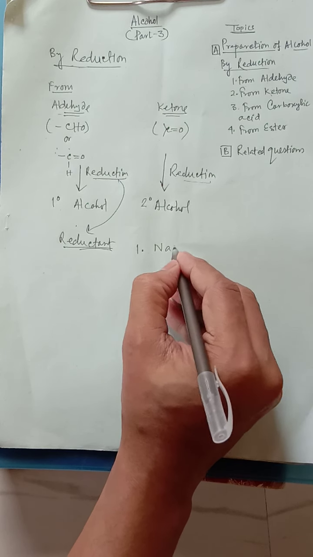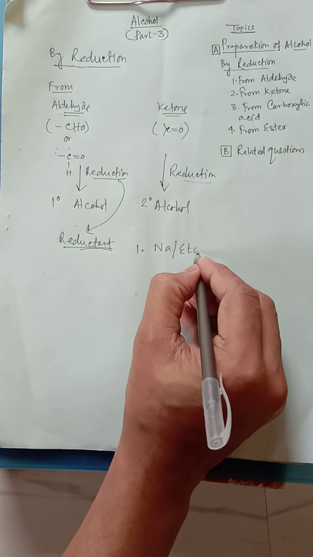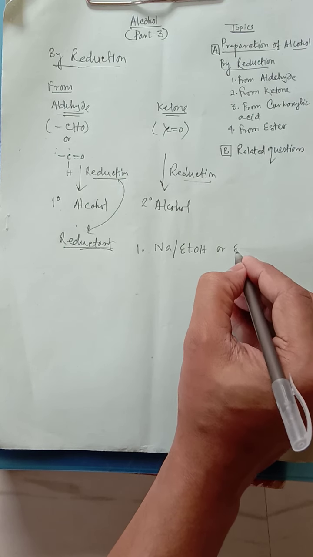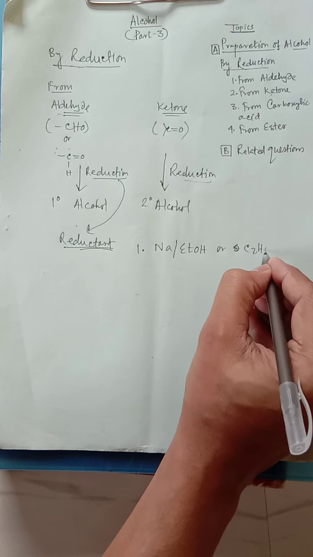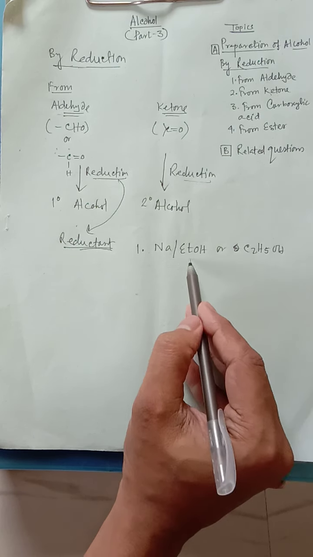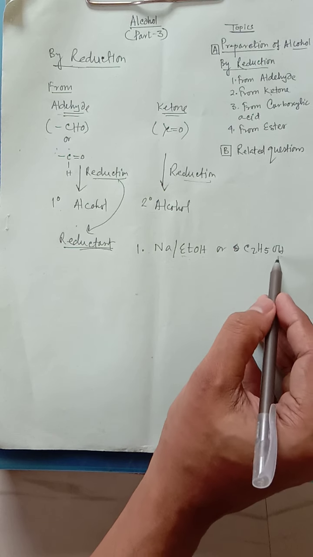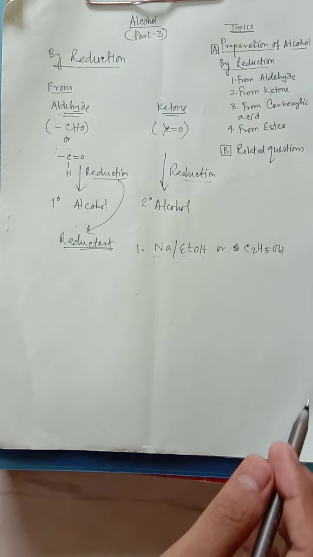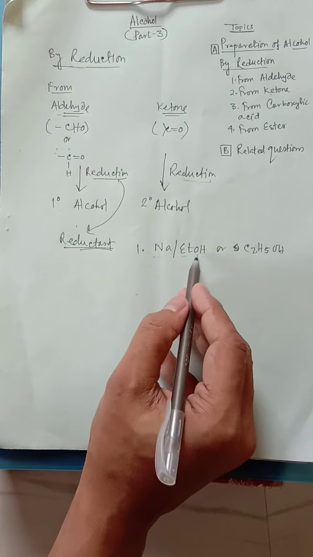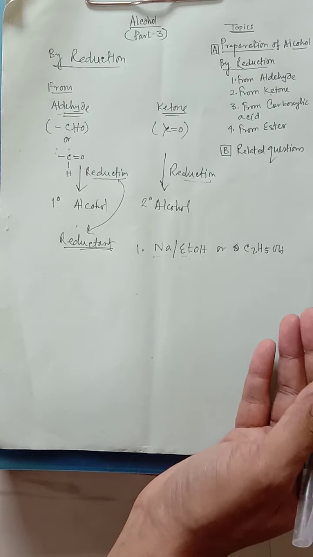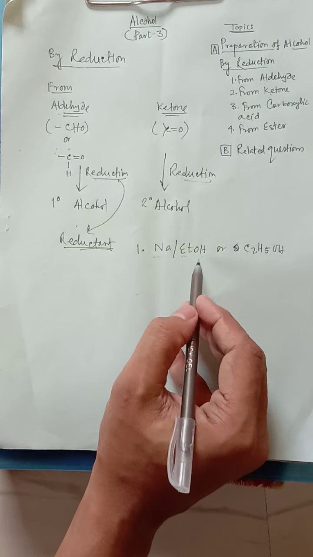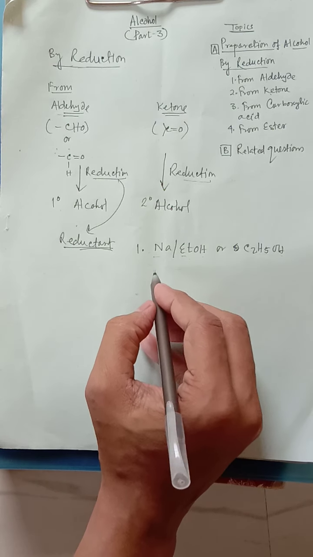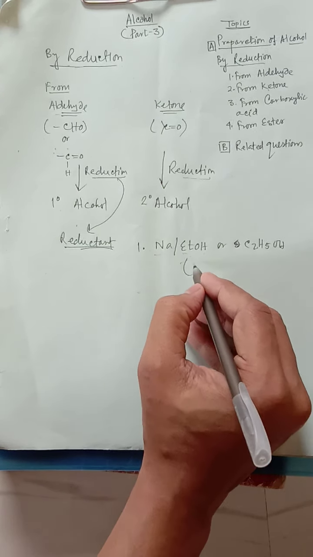It may be Na, EtOH. Now EtOH means ethanol, or we may write it like C2H5OH. That means ethanol can be written this way or that way, no problem. So it is one of the reductants. Here one thing I have to mention: whenever this reductant is used, this reduction has a special name. That name is Bouveault-Blanc reduction. I am writing the name here.